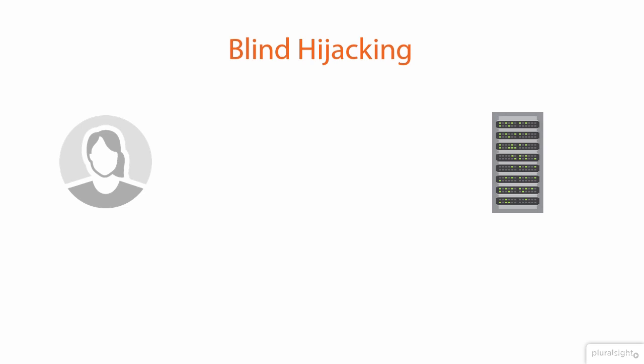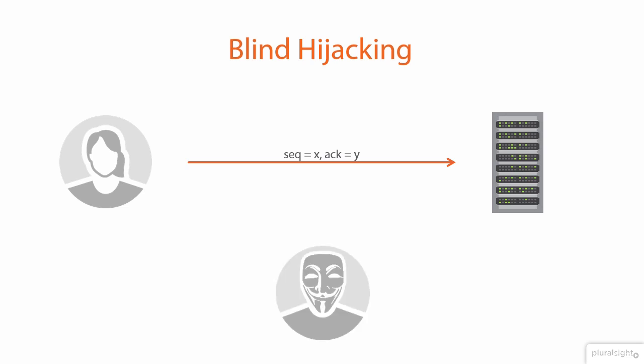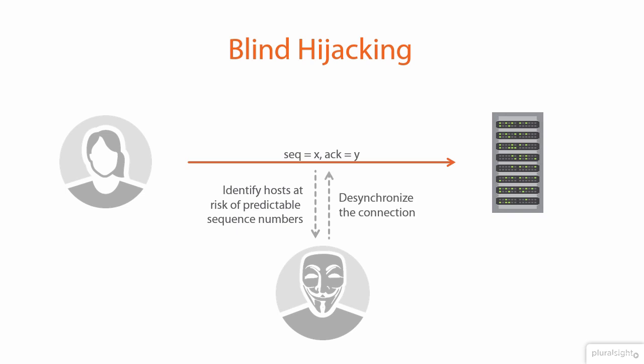So let's walk through the process. Here's our two hosts. There's communication going backwards and forwards with sequence and acknowledgement numbers. Now let's bring our attacker in. And here the attacker is looking for these hosts at risk of predictable sequence numbers. Now once identified, the attacker wants to desynchronize the connection between machines. Basically what that means is that the attacker is aiming to change the sequence or acknowledgement numbers on the server. Now they can do this in a few different ways. For example, they could send null data to the server, which means the SEQ/ACK numbers will increment on that end, but not on the client side.